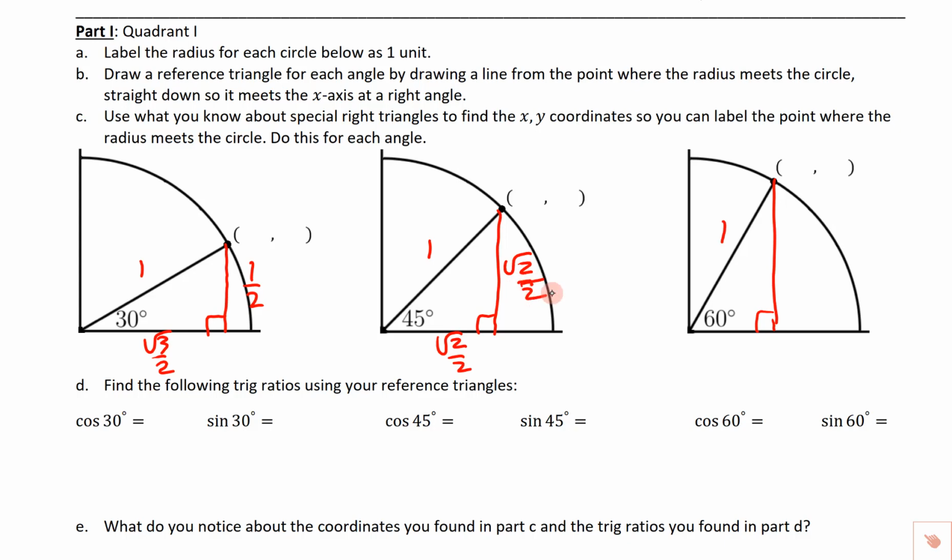Okay? Wilson, can you help me out with this one right here? That's 1/2. Everything on a 30, 60, 90 goes through the short leg. And Samara, can you tell me what this one is? Radical 3 over 2. Now, it says, use what you know about special right triangles to find the x and y coordinates so you can label the point where the radius meets the circle. Do this for each one of them.